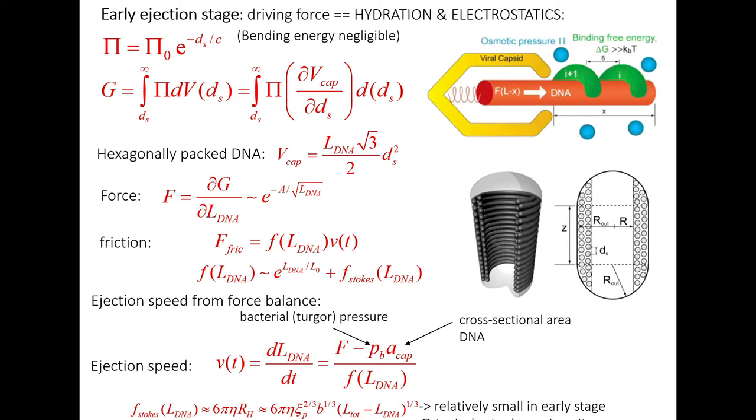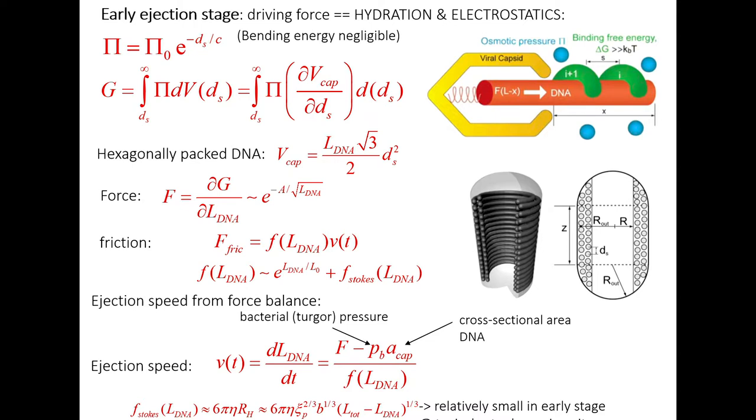All right, so let's start with the early ejection. We'll mainly talk about the late stage, but let's summarize what we know about the early ejection stage. The idea is that at the early ejection stage, the DNA is closely packed into the phage heads, with a typical separation between the DNA strands of D sub S. At these short distances, it is mainly the hydration force that determines the interaction between the particles, and that's exponential, right? Surely there's also electrostatics, which is also pretty important, but at this point that contribution is small compared to the bending energy. Bending energy is also large on an absolute scale, but it's small compared to the hydration force at these very close packings.